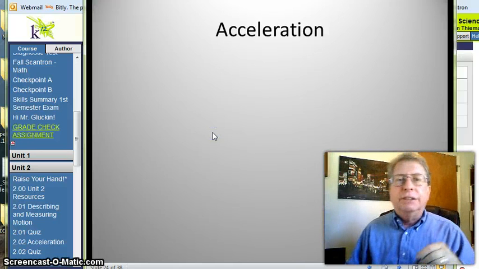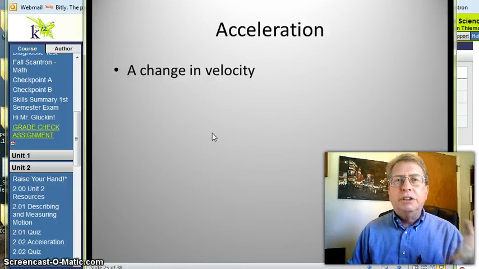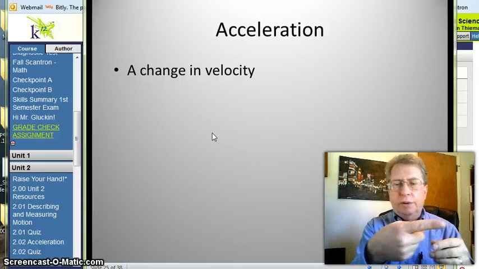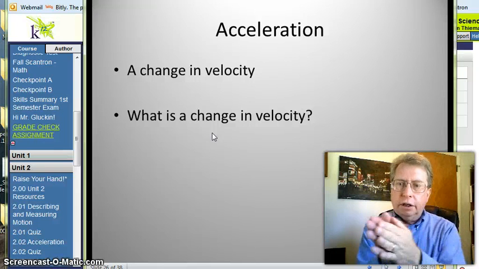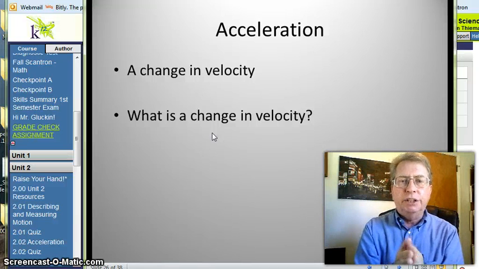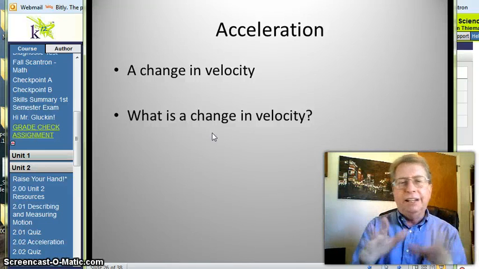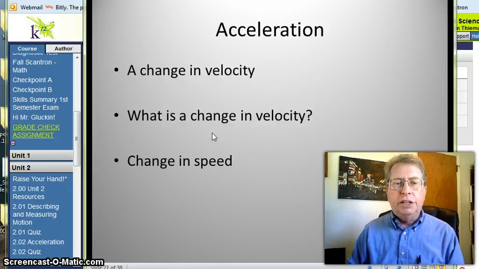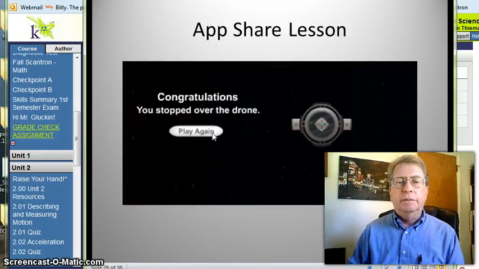Okay, next we're going to talk about acceleration, and that's another key word here, right? So acceleration is a change in velocity. What's velocity? Velocity is motion with direction, okay? So a change of velocity means either speeding up, slowing down, or changing direction. So a turn can be considered acceleration. Slowing down, acceleration. Speeding up, acceleration, or any combination of those. A change in speed and/or a change in direction. That's acceleration.